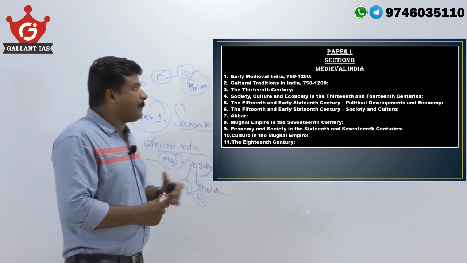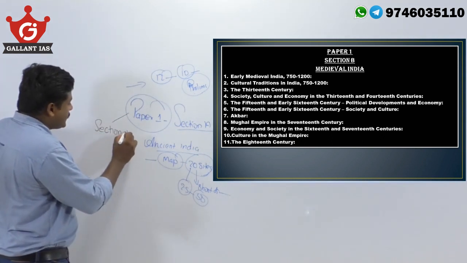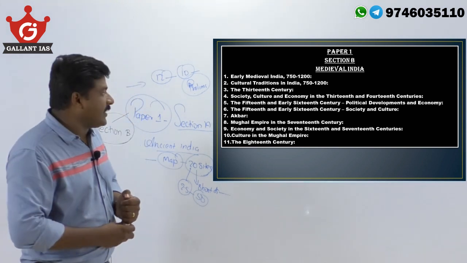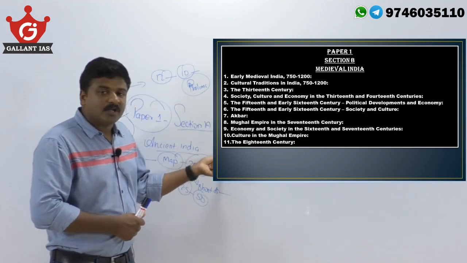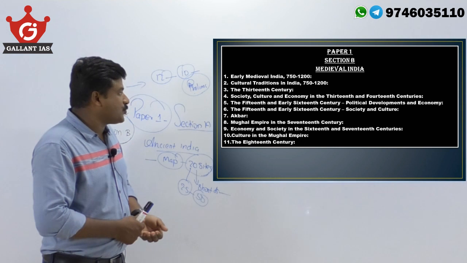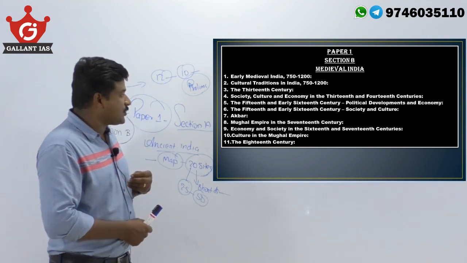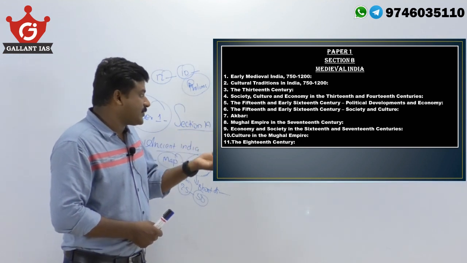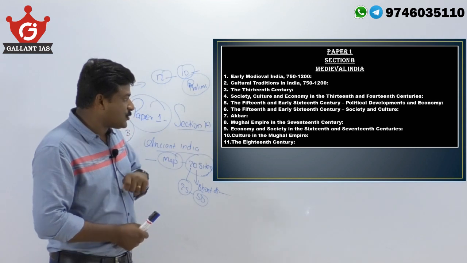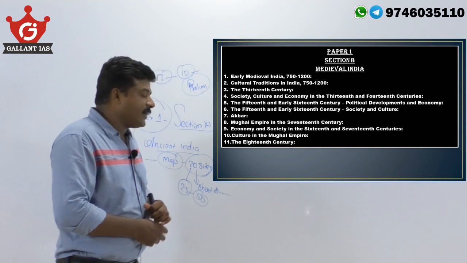Coming to medieval India, paper 1 section B, which is medieval India. When it comes to medieval India, let's have a look into the modules. Total 11 modules are there. Early medieval India, cultural traditions during that time, 13th century, society, culture, economy in 13th, 14th centuries, 15th and 16th century, then early 16th century, Akbar, Mughal Empire in 17th century, economic and social history in the 17th century, culture in Mughal Empire, 18th century.